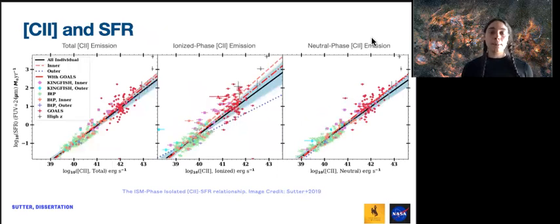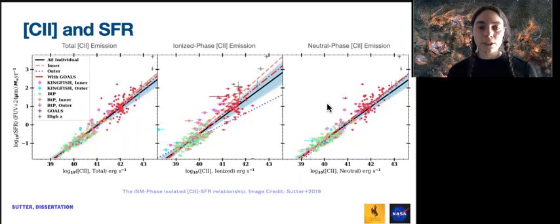The other part of my 2019 paper was to test whether or not the C+ emission from a single phase of the ISM might be a better star formation rate indicator than C+ emission from both phases, the neutral and ionized phases of the ISM. And that's what's shown here, where we have our total C+ emission, our ionized phase C+ emission, and our neutral phase C+ emission luminosity plotted versus star formation rate measured with the composite FUV plus 24 microns, so ultraviolet corrected for dust with infrared emission.